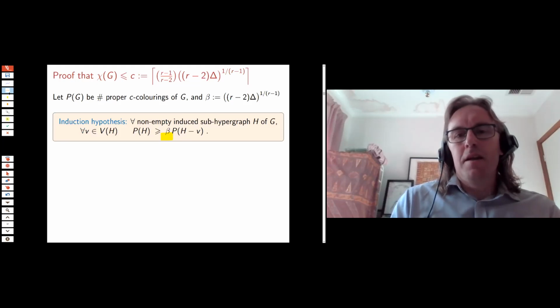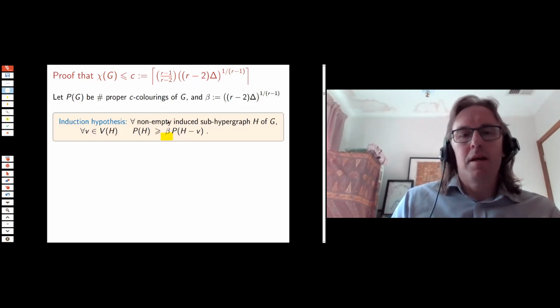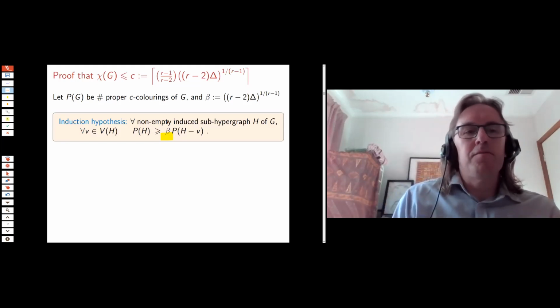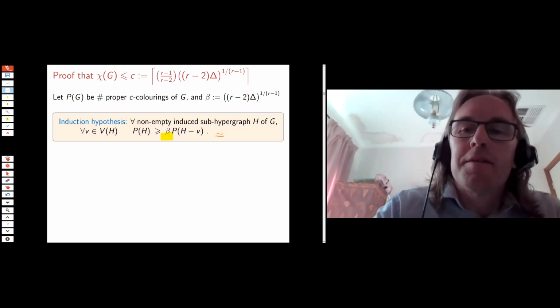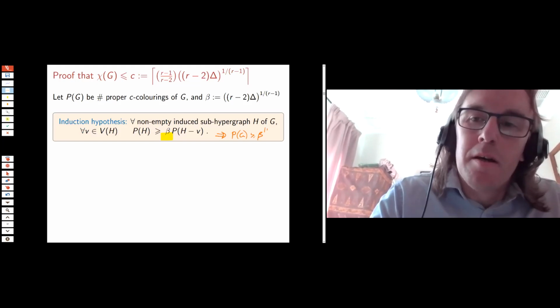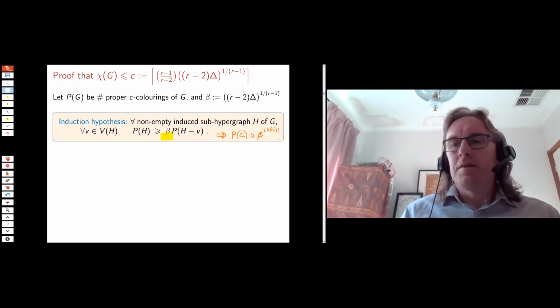So this is telling you that the total number of colorings of the entire graph is exponential in the number of vertices. Because if I apply this induction hypothesis with H equal to G itself, and then you apply induction, you get that P of G is at least beta to the number of vertices of G, right? So this gives you immediately exponentially many colorings where the base is beta.